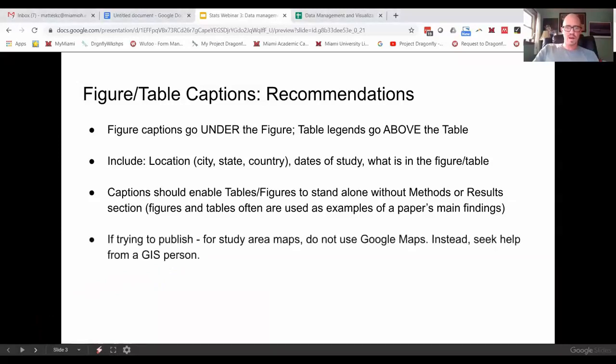I already mentioned this for study area maps: I'd say do not use Google Maps. I think Google Maps is awesome. It's open source, it's free, it's user friendly, and it gets the job done. But if you're trying to publish in a scientific journal, I'm going to encourage you to think about the presentation of those maps and make them a little more professional, seeking help.